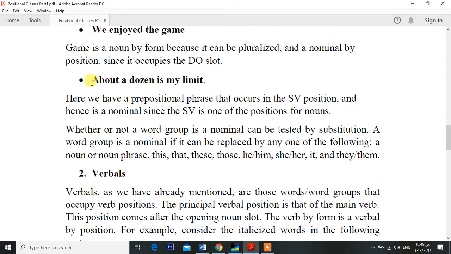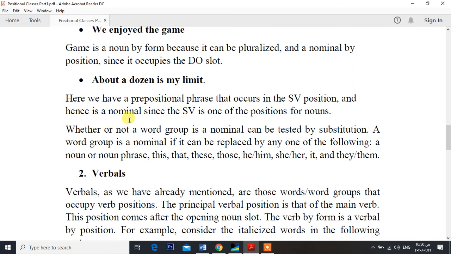This prepositional phrase occurs in the subject of the sentence, or subject of the verb position, and it is a nominal since the SV is one of the positions for nouns. Here it is regarded as nominal by position.